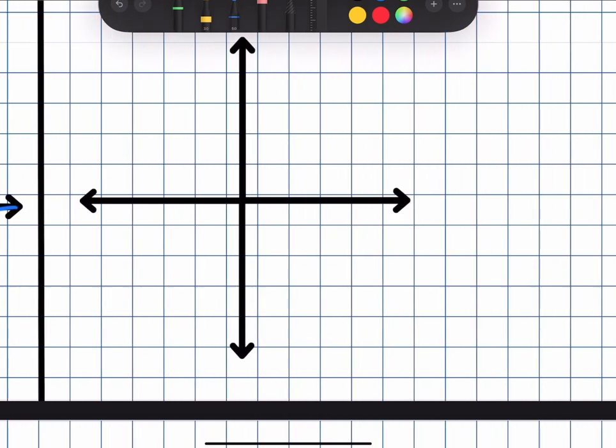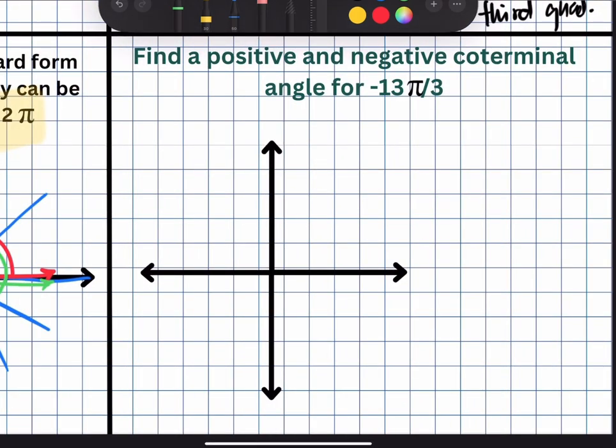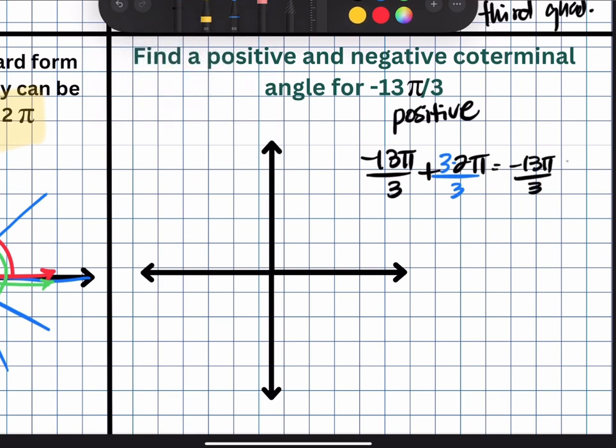Okay. Last problem here. I need to find a positive and negative coterminal angle for negative 13 pi over 3. So let's find the positive one first. And I'm going to do this by adding 2 pi. We need the same denominator. And so I have negative 13 pi over 3 plus 6 pi over 3. Okay? And negative 13 pi over 3 plus 6 pi over 3 is negative 7 pi over 3.